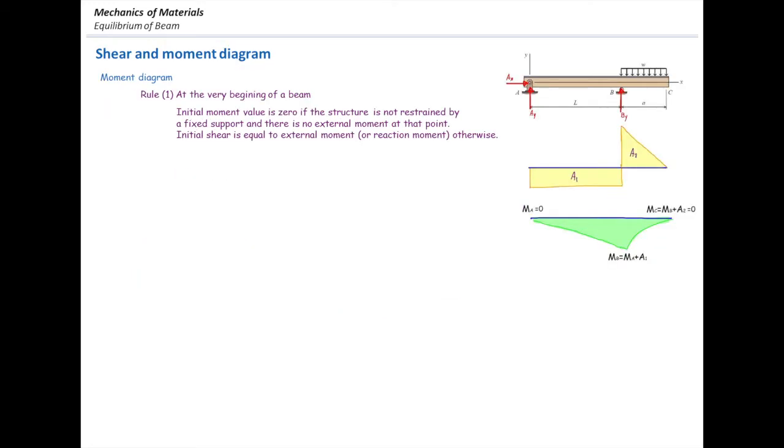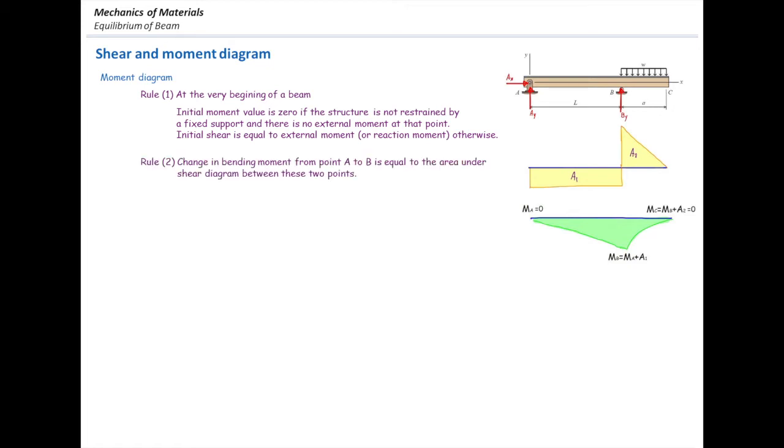After making the shear diagram, it's time to make the moment diagram. Similar to the shear diagram, there are some rules that could be used for constructing the moment diagram. Rule number 1 says the initial moment at the very left end of the beam is equal to the external moment acting at that point, or it's equal to the reaction moment if there is a fixed support at the left end. The initial moment value is 0 if the structure is not restrained by a fixed support and there is no external moment at that point.